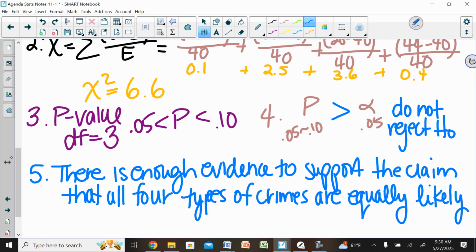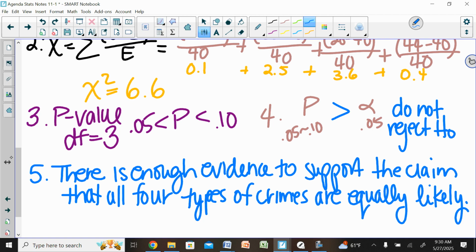You just have to be careful with H sub O, the claim distribution. Sometimes the airport might be claiming different reasons for delays for airplanes, and that would be the claim distribution that we would think was true. This one was thinking that all 4 types of crimes are equally likely. We'll save the other example, the truck colors, for class. This one, the p-value is interesting because it falls off the right side of the table. And that is it for section 11.1.